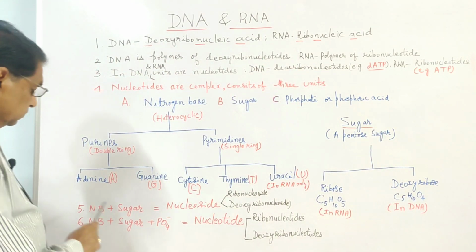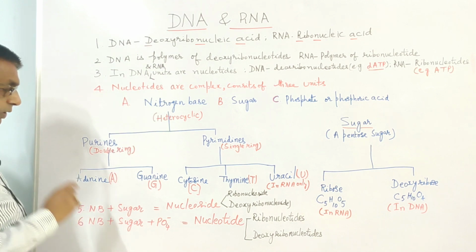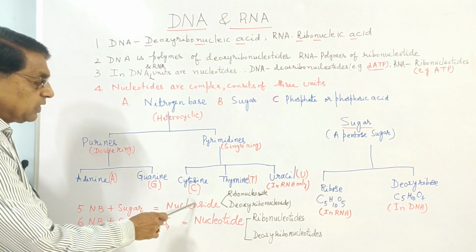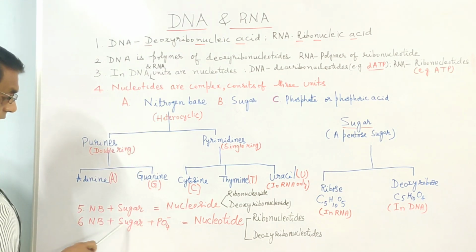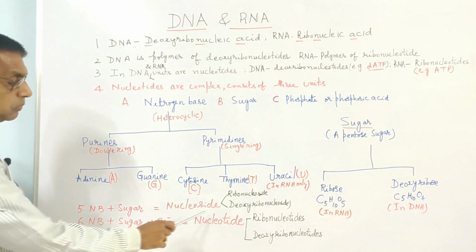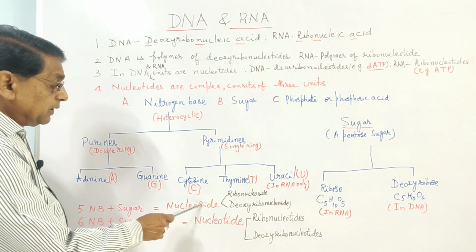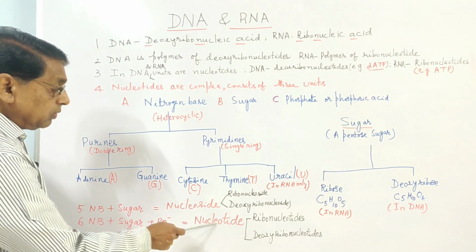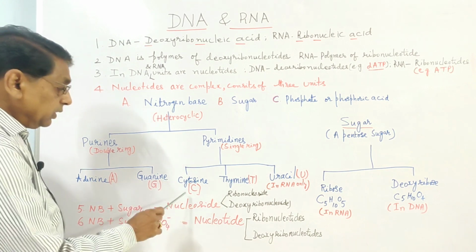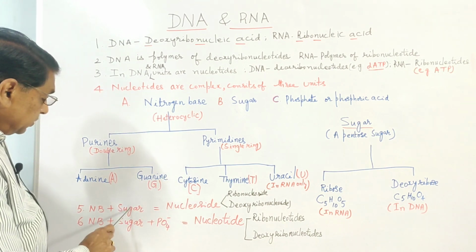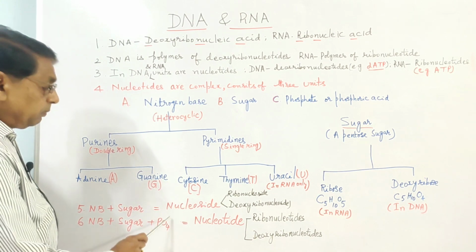Now, nitrogen base, NB, plus sugar is a nucleoside. Nitrogen base plus sugar plus phosphate is a nucleotide. See the different spelling and also the words. It is nucleoside, it is nucleotide. Here only two, nitrogen base and sugar, whereas in nucleotide, nitrogen base, sugar, and phosphate.